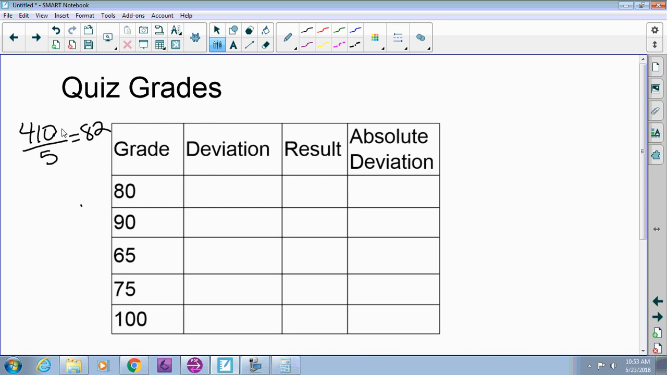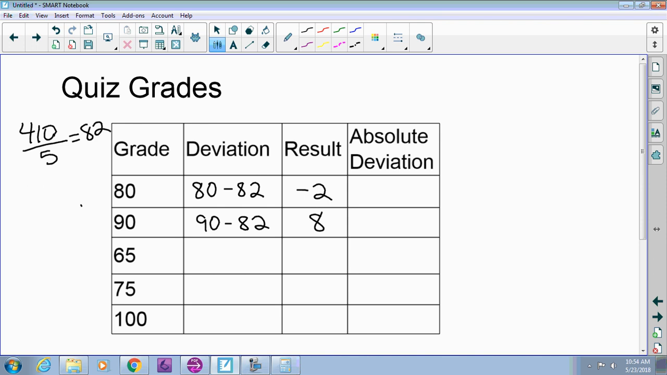For the deviation, what you need to do is figure out how 80 compares with the average score of 82. You would take your number from your grade, your data value, whether it's grades, temperatures, whatever you're dealing with, and then subtract your mean. So 80 minus 82 is a difference of 2, and it's 2 below the average. If someone got a 90, we know that is 8 above the mean. That's a higher score than average.